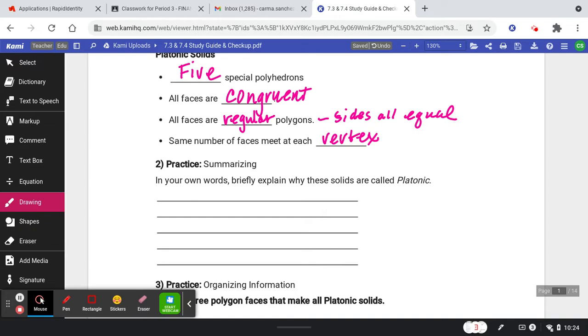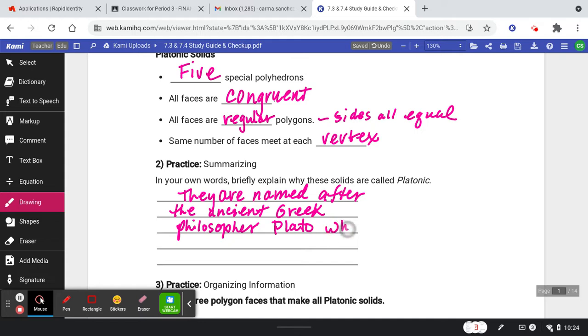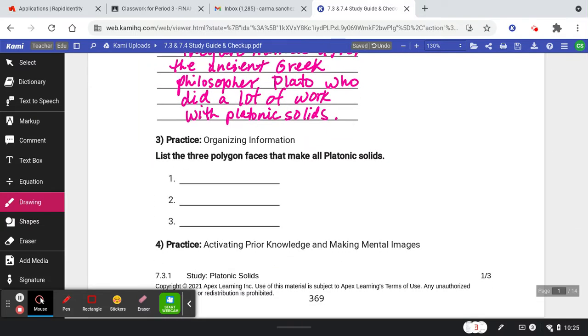So in your own words, briefly explain why these solids are called Platonic. And that's because they are named after the ancient Greek philosopher Plato, who did a lot of work with Platonic solids. So now you know.